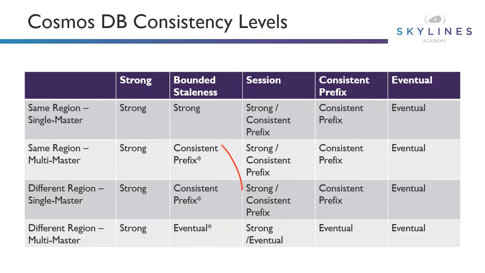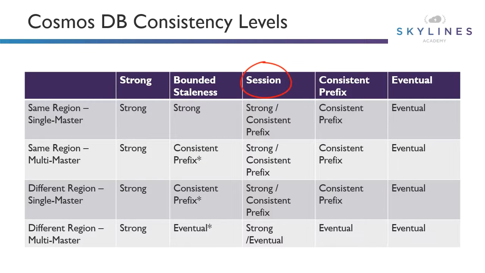If we move to multi-region or multi-master, it will behave like consistent prefix within the staleness window. Once we go outside of that staleness window, again, either we've passed a certain time threshold or we are a certain number of versions behind, it will convert to strong essentially and go through and make sure all of those writes are available across the board.